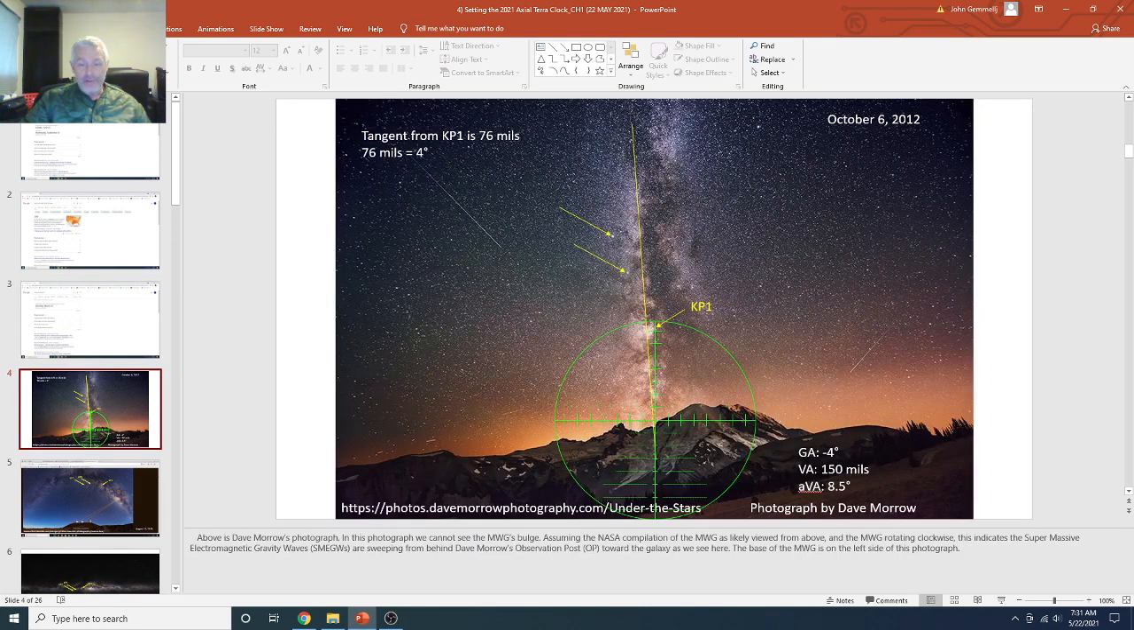And here's the photograph. So I take it from here. Here's my side aperture, that little dip in the mountain right there.